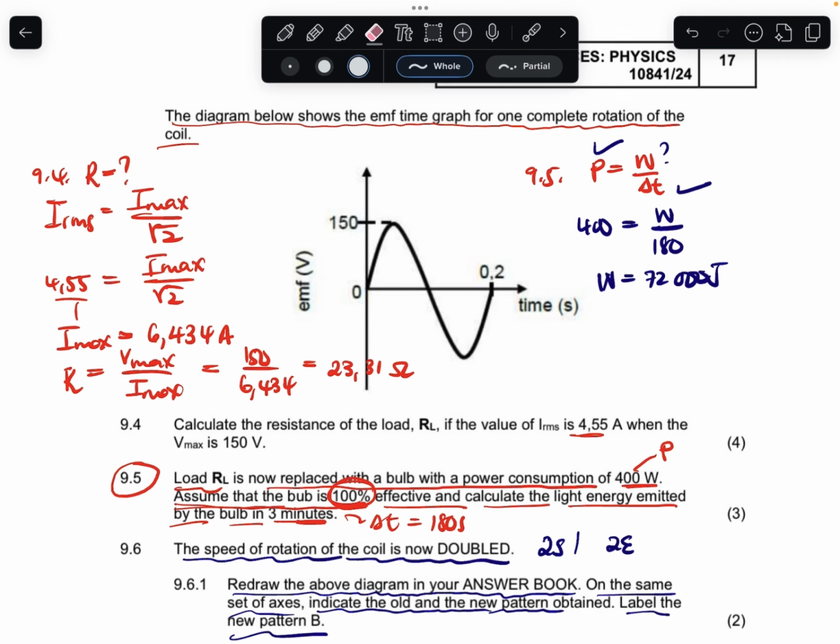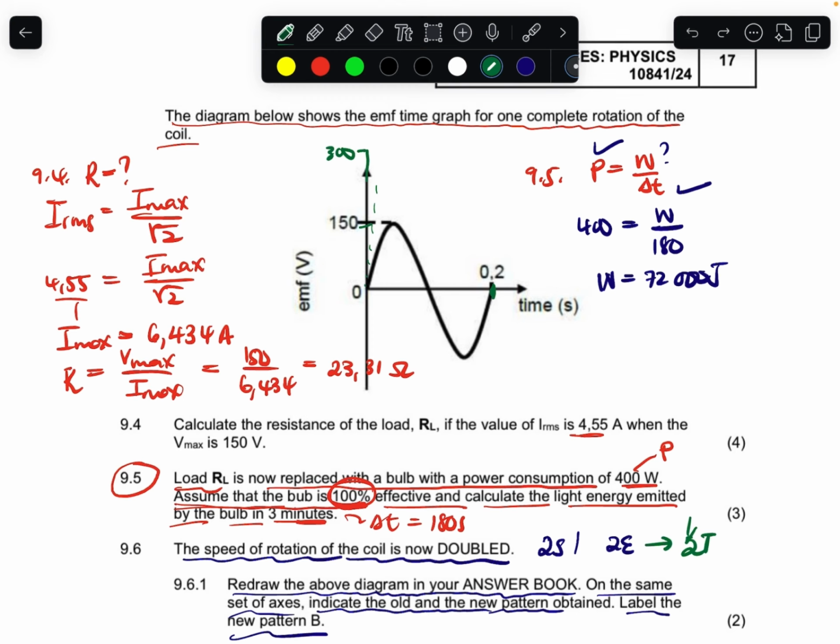So guys, I'm not gonna draw another one. I'm gonna use this one. So what I'm going to do here, if the speed is doubled and the voltage is also doubled, let's say this is 300 here, right? And also the time, the period, guys, is going to be halved. It's going to be halved, T, which is the period. This is the time when it was 150. So the graph is going to be like this, guys.